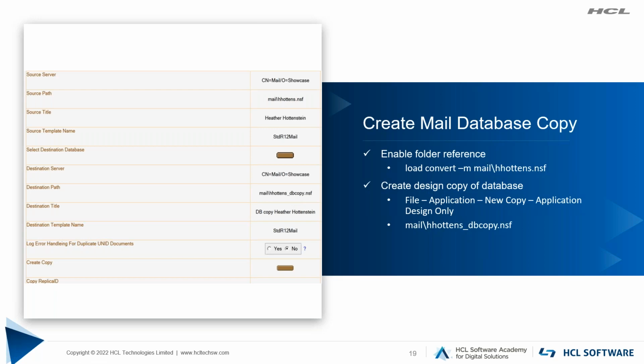Now, when I click on the Create Copy button, what it's going to do is it's going to go against that source database, Mail H Hottenstein NSF, and it's going to copy the documents over to my new H Hottenstein DB copy.nsf database. And like I said, it's going to keep all of those folder collections. So as a user, when I go into my new database, I have all of my folders organized like I expect.